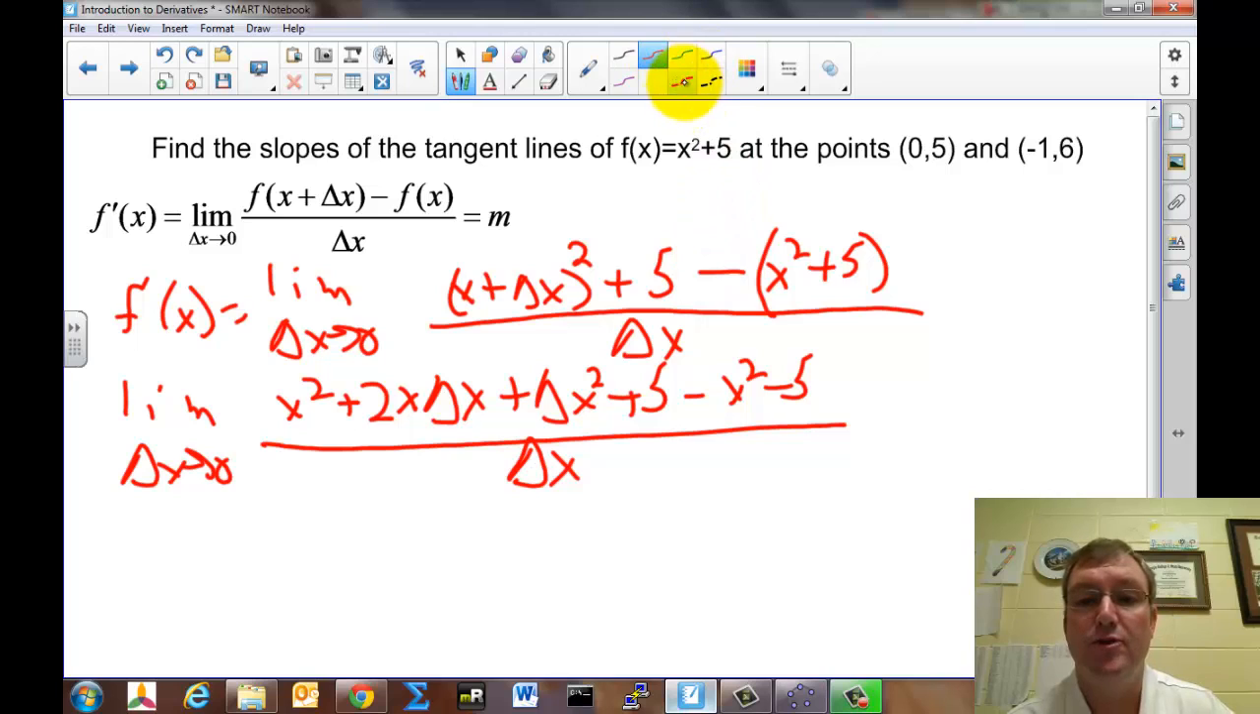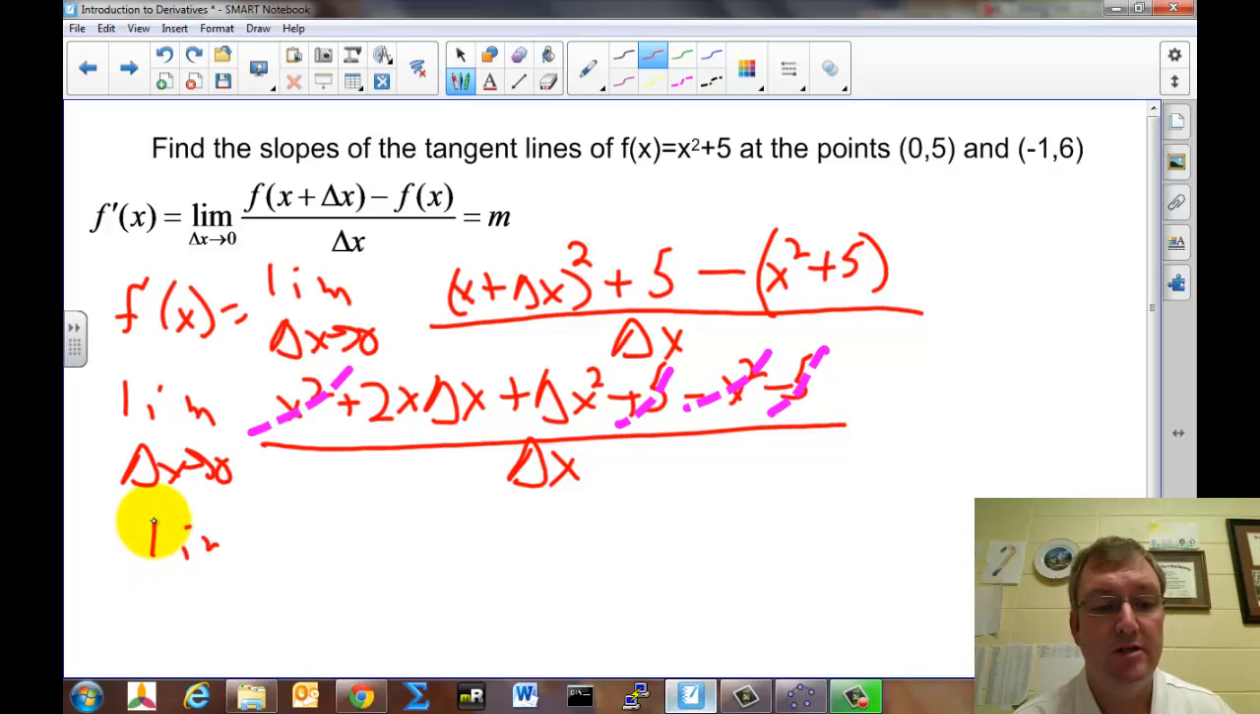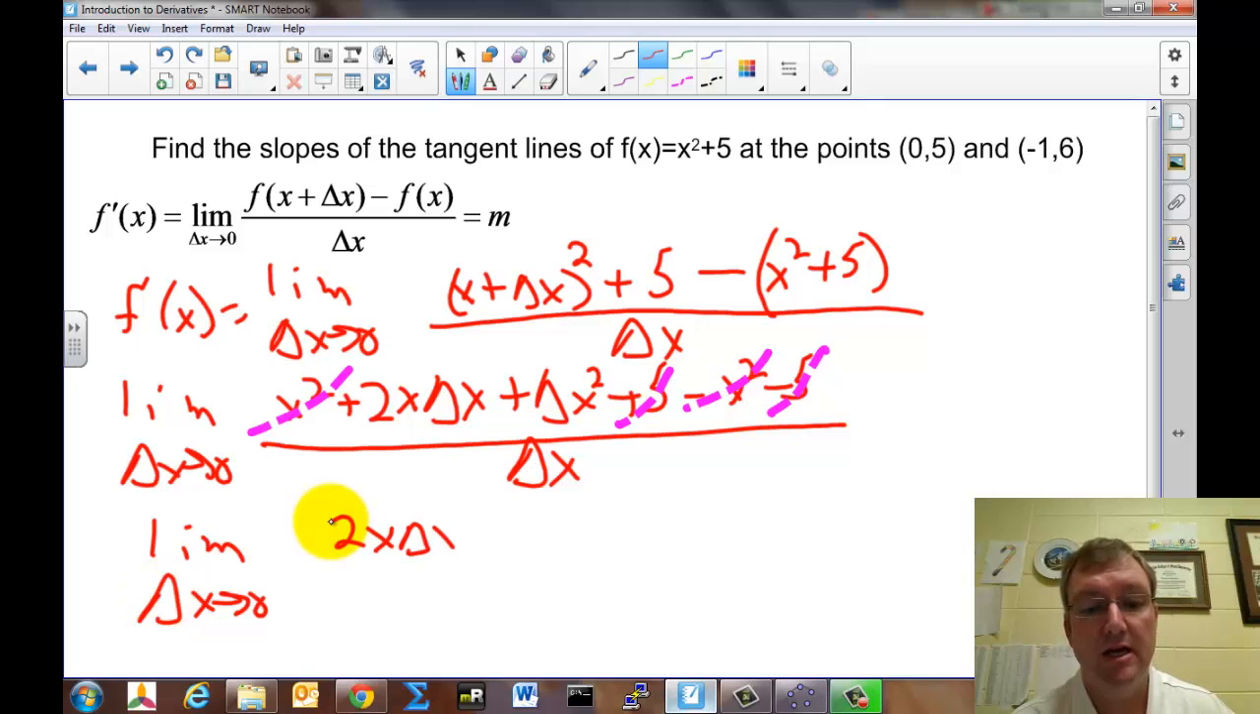Alright, let's look for things that can cancel out. Minus 5 plus 5, minus x squared plus x squared. So now we've simplified this down to the limit as delta x approaches 0 of 2x delta x plus delta x squared, all over delta x.